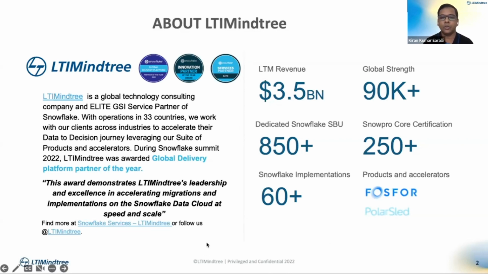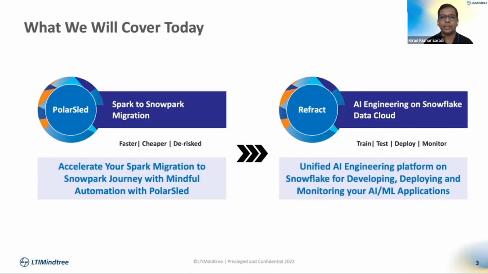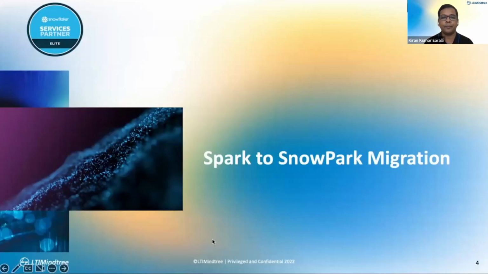The two marquee product accelerators we have are FOSFOR and PolarSled, which you are going to see in action today. So let's get into today's session. Today's session has two parts. One is Spark to Snowpark migration using PolarSled, and then AI engineering on Snowflake Data Cloud using Refract. Let's get into the first part now.